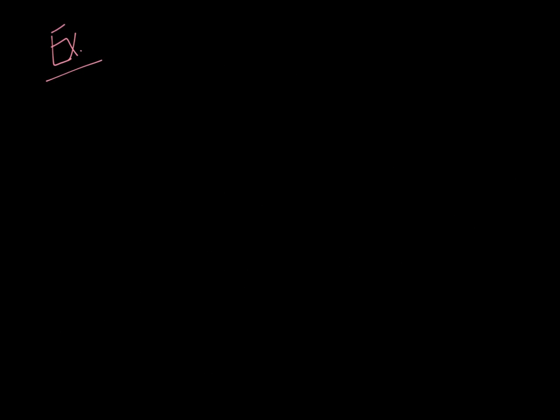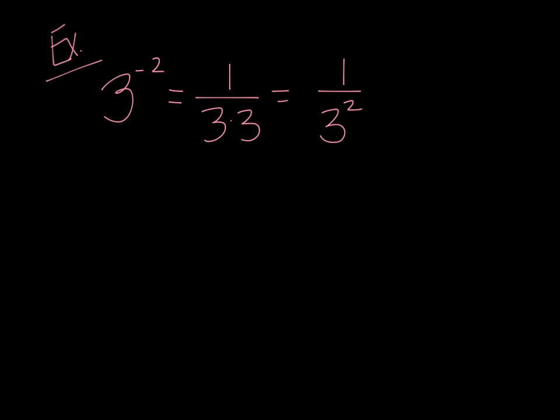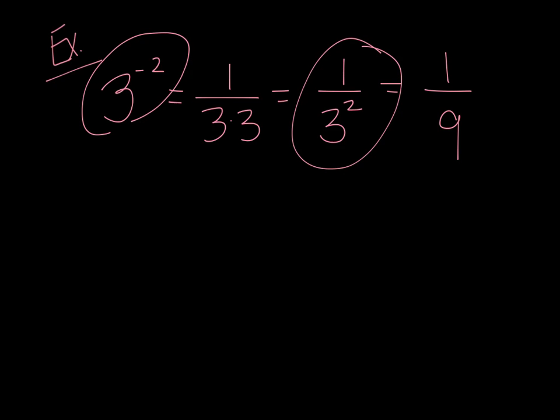So let's go ahead and try an example with the rule that we just learned. If we had 3 to the negative 2, Ms. Solomon, what are you thinking we're going to do with that? We're going to divide by 3 twice. So it's 1 over 3 times 3, which is the same as 1 over 3 squared. And since I know 3 squared, I'm just going to say that's 1 over 9. Perfect. So we're starting to see that shortcut. When I see a negative exponent, we end up with that 1 over, which is what our rule said.